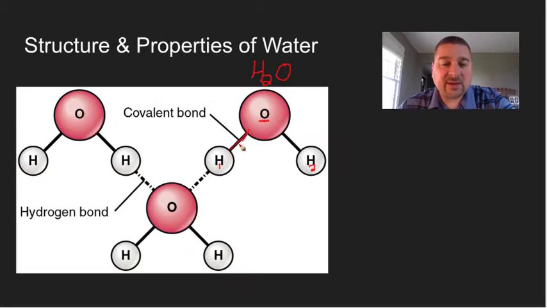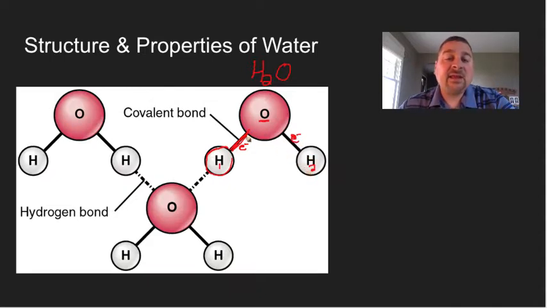In this bond, the oxygen has 6 valence electrons and needs 8 to be stable. Hydrogen has 1 valence electron. Because it's so small, though, it only needs 2 in that first level. So oxygen is sharing an electron here, and also sharing an electron over here with another hydrogen.